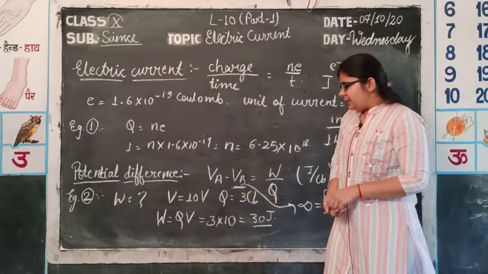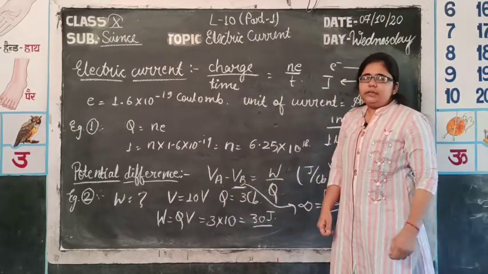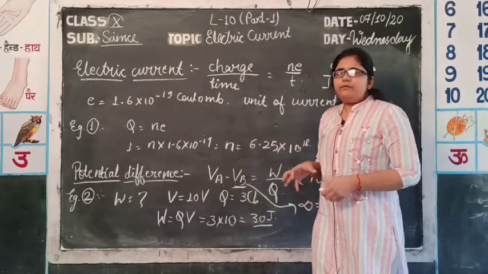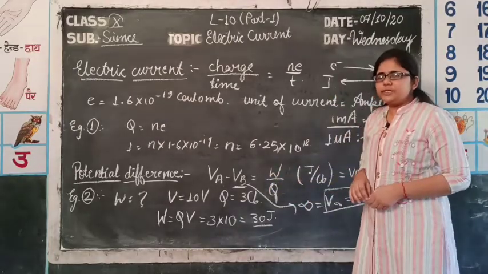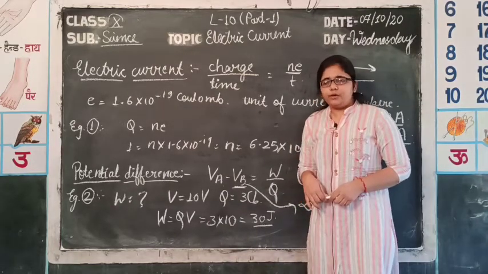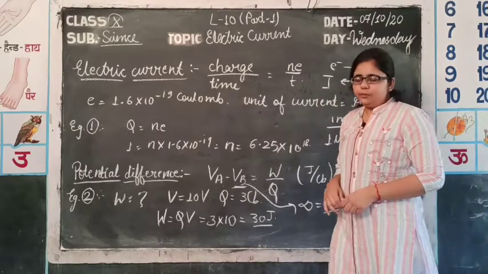So, by multiplying 3 by 10, we get the work done, that is 30 joule. It means that moving a charge from one point to another, which have a potential difference of 10 volt, and the charge having the value 3 coulomb, requires 30 joule of work to be done.